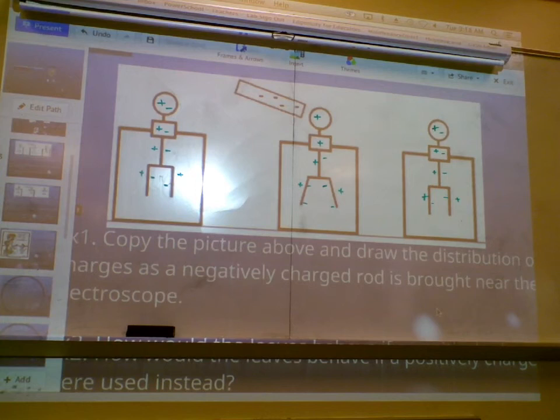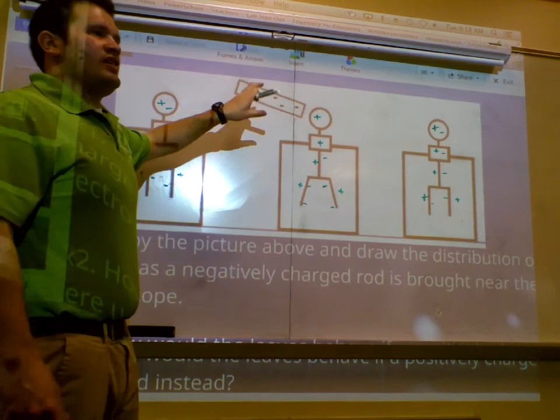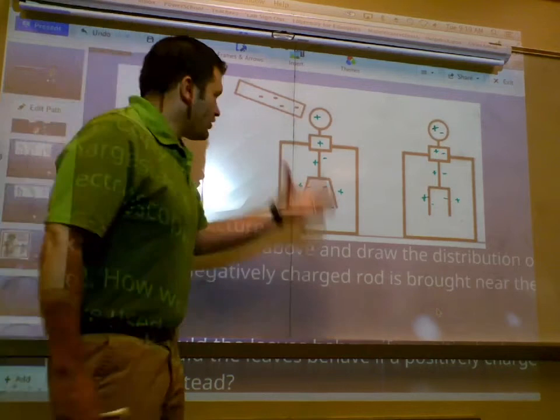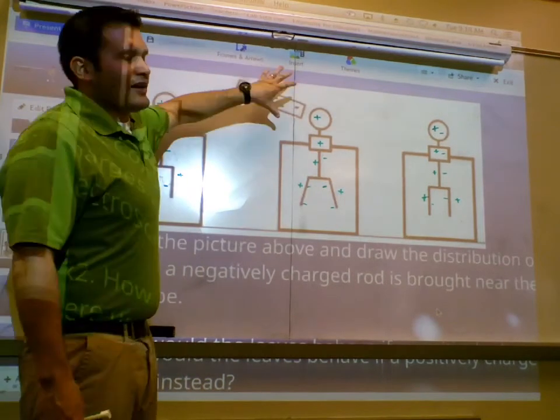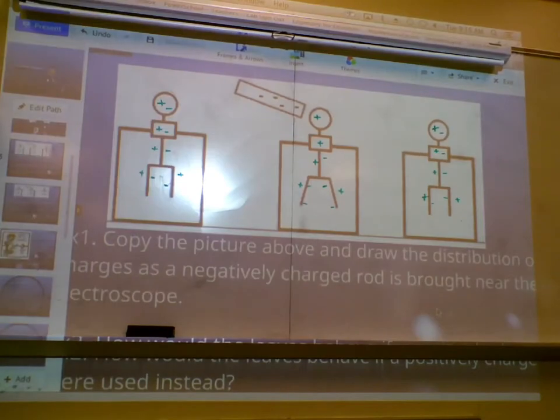The next question says, what if a positively charged rod was used instead? So instead of having a negatively charged rod here, let's say this was a positively charged rod. What would happen to these negative charges? They would all go up, right? They'd be attracted to that positively charged rod. They'd all fill up in the top of the electroscope. They'd be evenly distributed around, but they'd get as close to that rod as they could.